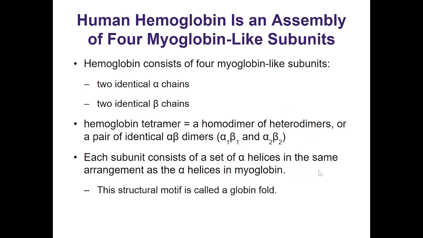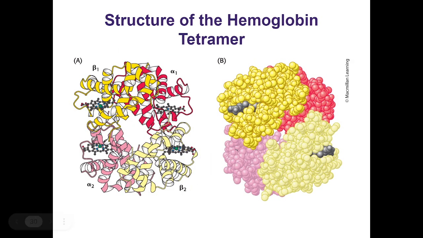Each of these subunits is going to have a set of alpha helices in the same arrangement as the alpha helices in the myoglobin. And that's the myoglobin-like portion, though the beta isn't that different either. The structure motif is actually called a globin fold. And so right here, we actually see this in a ribbon structure, which makes it easier to see. The reddish colorings are alpha. The beta is the yellowish colorings. And you can see they're sort of opposite sides of each other. Can everybody see that okay?